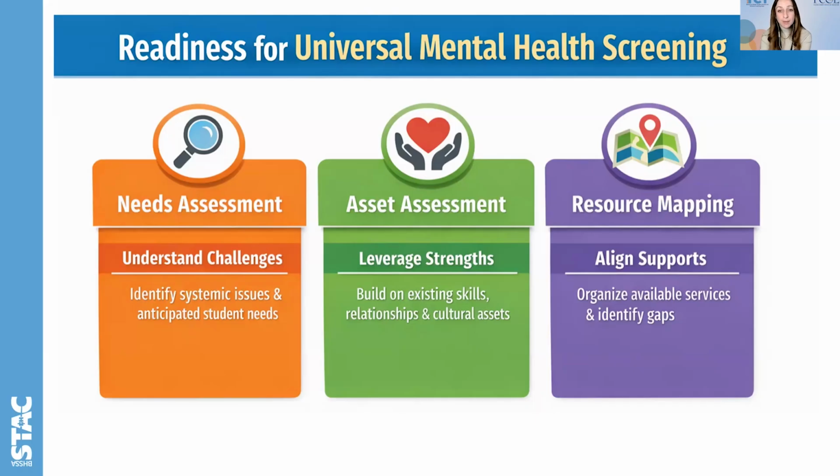And then finally, resource mapping. I think of this more as the logistical pieces of what we are going to do. How are we going to respond once we identify needs through our universal screening process? Are our systems ready to respond to the needs that we've identified? So we're going to look at some detailed examples of this a little bit.